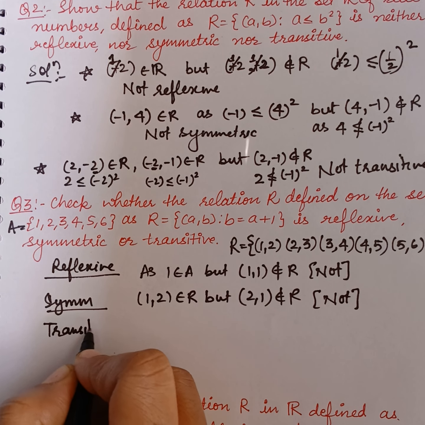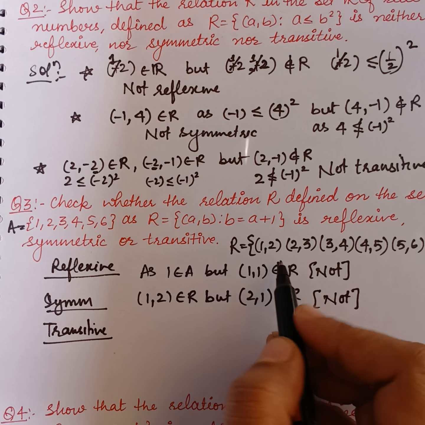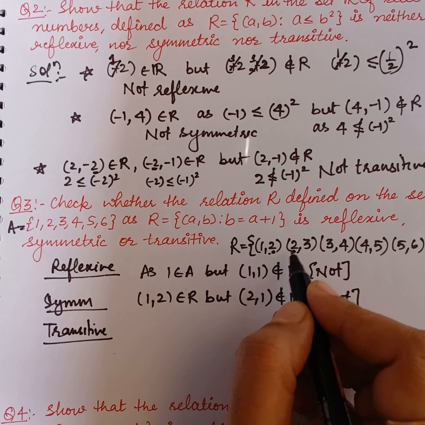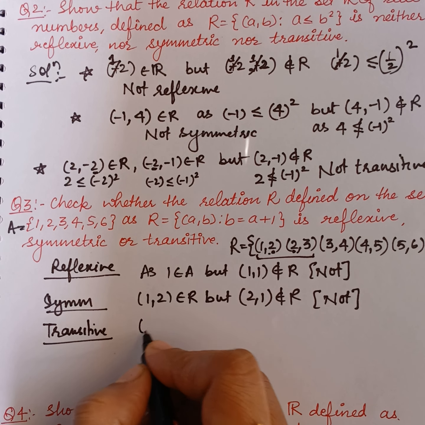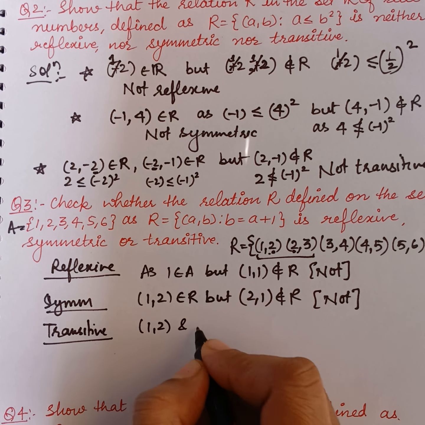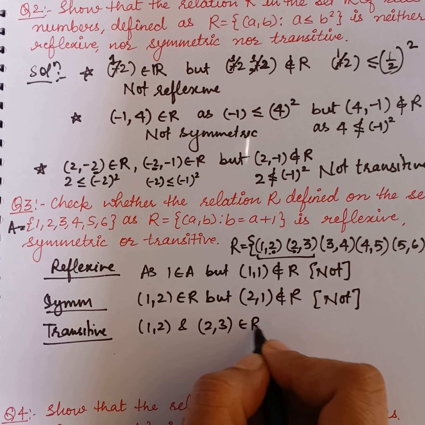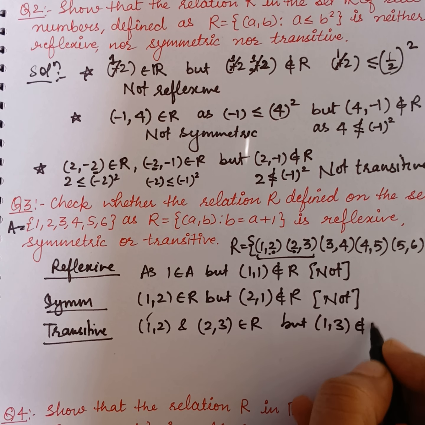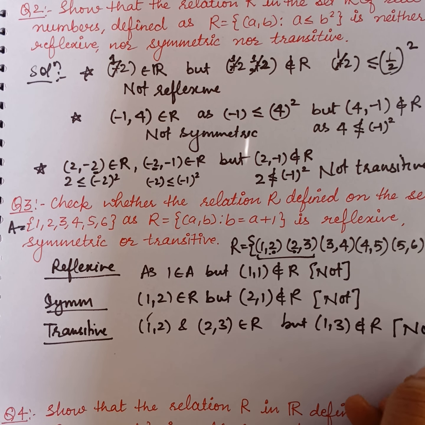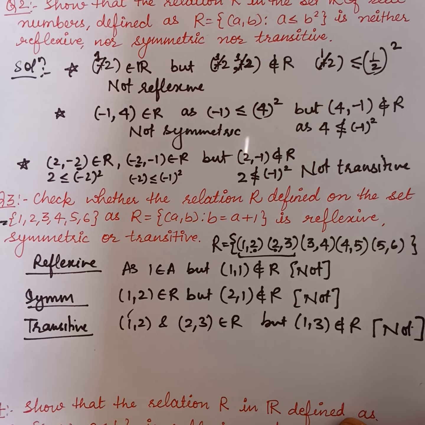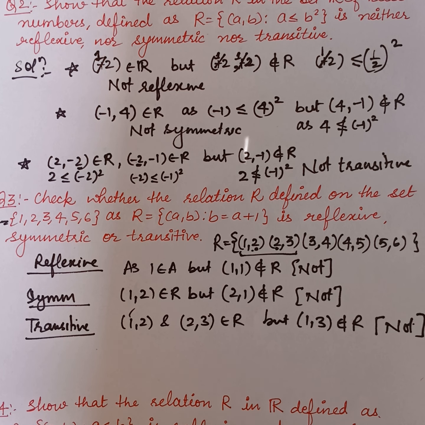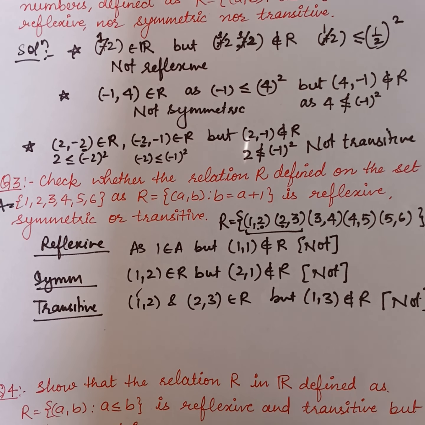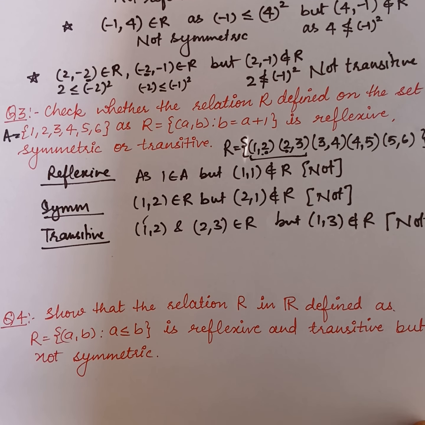Now for transitive, we need to take those pairs in which something is common. Like here, these elements are common. So I am going to take these pairs only. (1, 2) and (2, 3) belong to R, but (1, 3) doesn't belong to R. So it is not transitive as well. So this relation is also neither reflexive nor symmetric nor transitive. We can see from here.